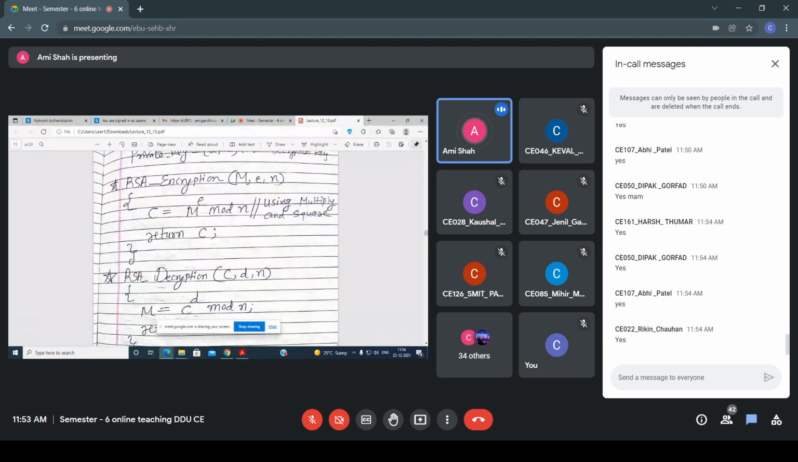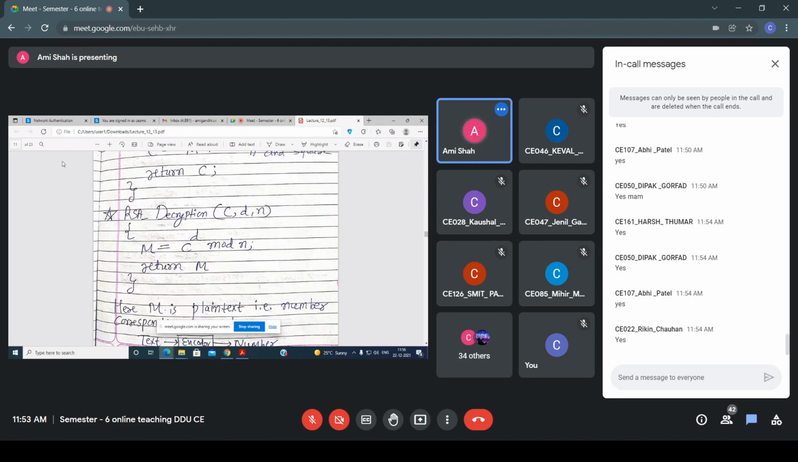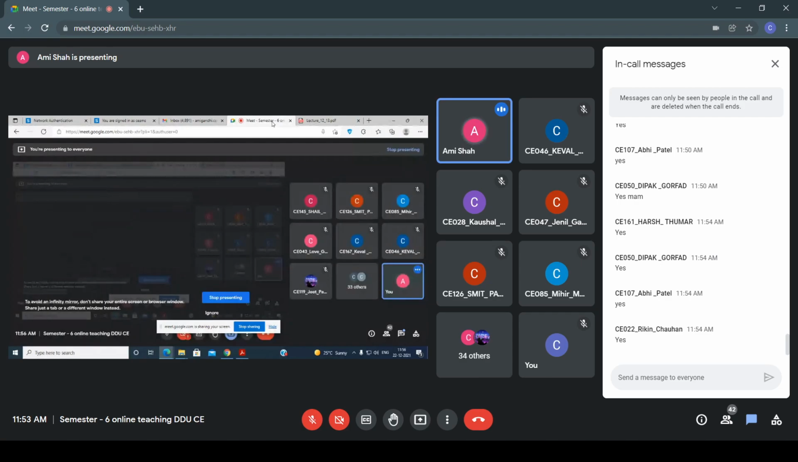Now once you get the ciphertext, all of you know that this ciphertext is sent to Bob, and Bob, with the help of his own private key, decrypts it. For that you have to use this equation: m equals c raised to d mod n. Up to this, is it clear to you all?